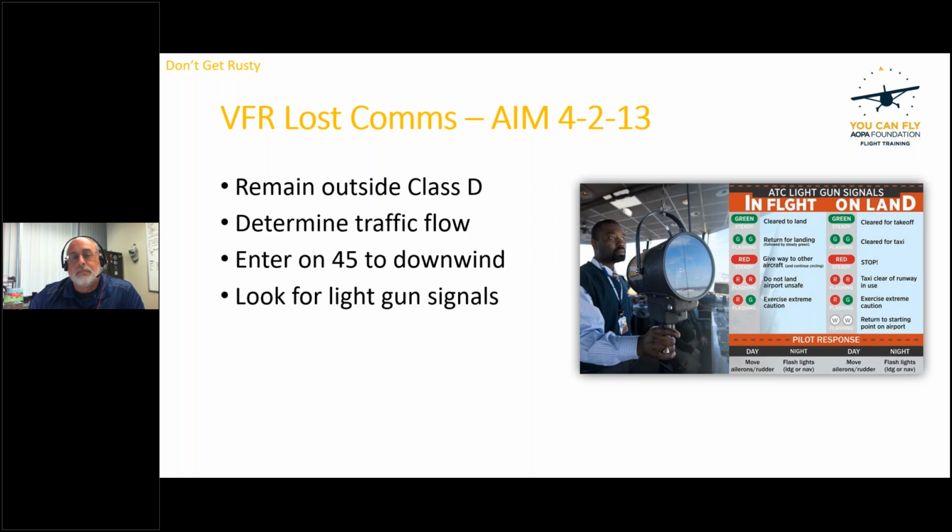But the thing I wanted to point out is, this is actually in the AIM 4-2-13: remain outside the Delta, fly above it, look down, see if you see any traffic, figure out which way they're flying, then come in on the 45, just like you would at a non-tower, and start looking for light gun signals. You are totally allowed to do that in class Delta airspace, but follow this basic procedure. If you're not comfortable, you don't feel safe, by all means, go to a non-towered field, but I just wanted to point this one out.